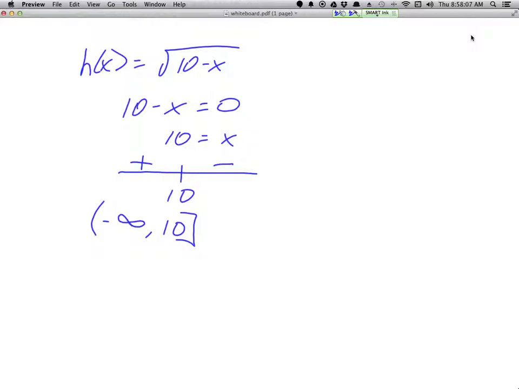So if I have an even radical, what's step 1? Set the inside equal to 0. What's step 2? Solve. Step 3? Number line. Step 4? Plug in to figure out your signs, and then after you do that, you know which part of it is your domain. Okay? Pretty straightforward. Next one.